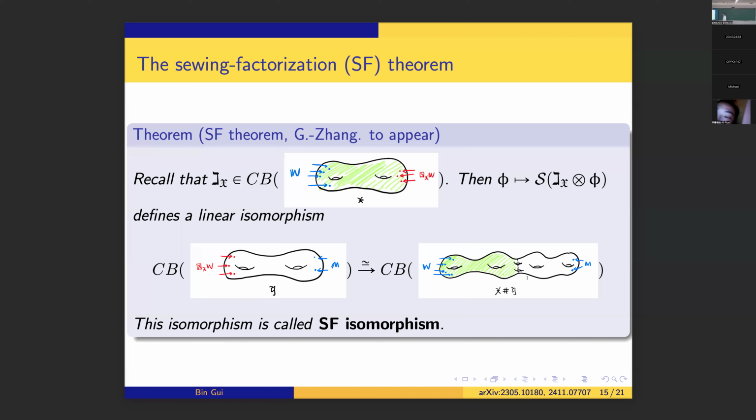So what the sewing factorization theorem tells you is that you can replace the whole green part with this red fusion product. This space of conformal blocks could be replaced by that one, so you have an isomorphism from the left-hand side to the right-hand side. This isomorphism is explicitly defined in terms of sewing with the canonical conformal block, because we see that here you put the fusion product of W.